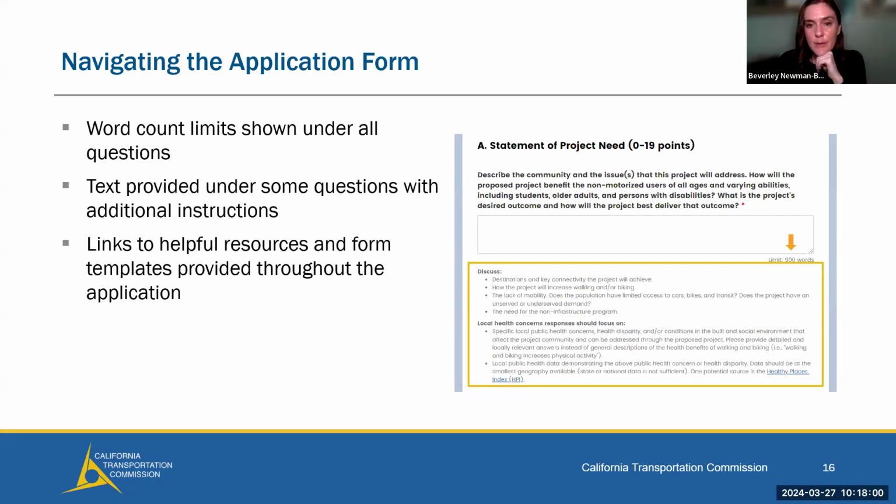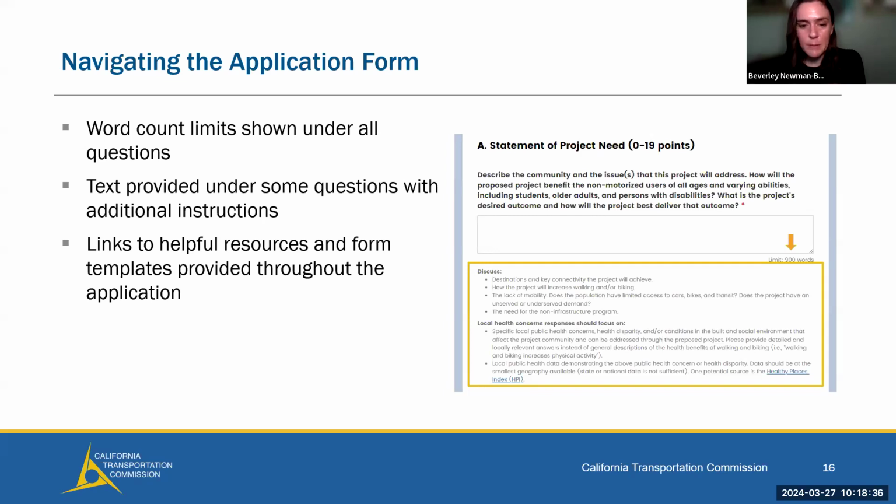In terms of how the questions are laid out, there are word count limits. Under each question, you can see a little arrow where it says the limit is 900 words. All of these match what was in the PDF application, unless we changed them during the workshops. There are a couple examples of that. And under some questions, there's text in gray that tells you more about what you should be writing there. Again, this mimics what was in the PDF application.